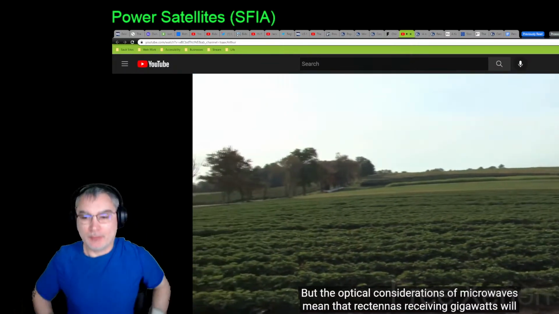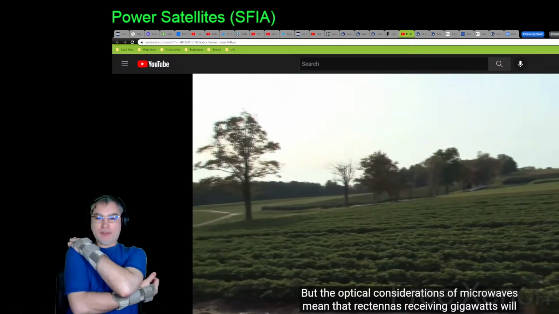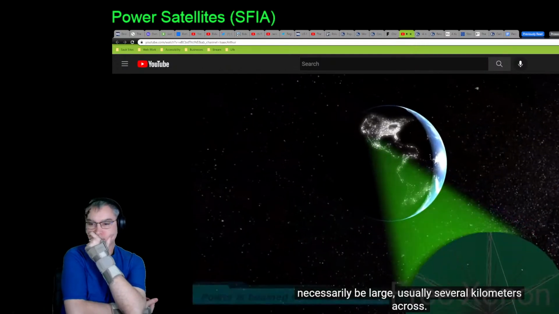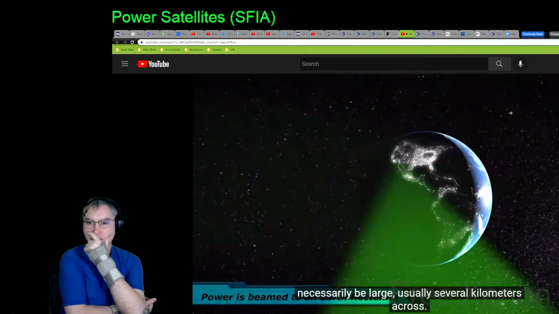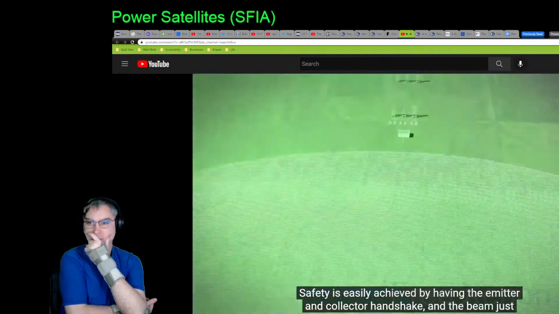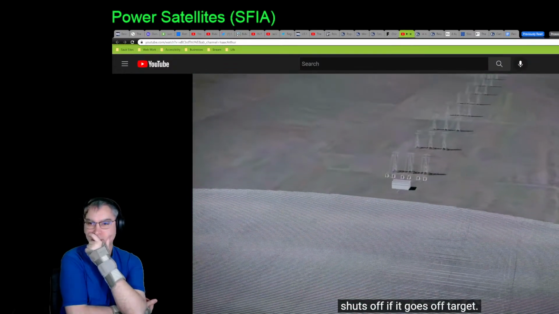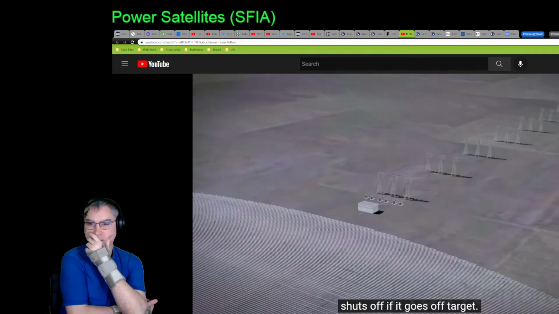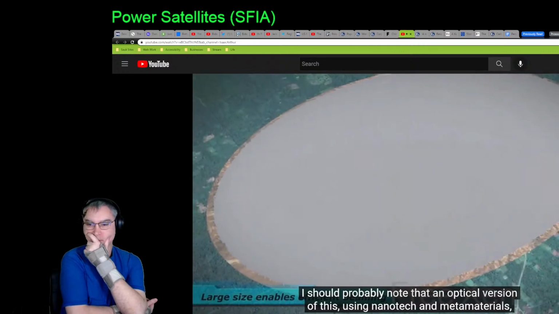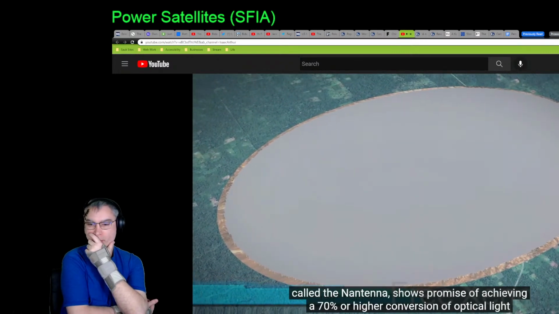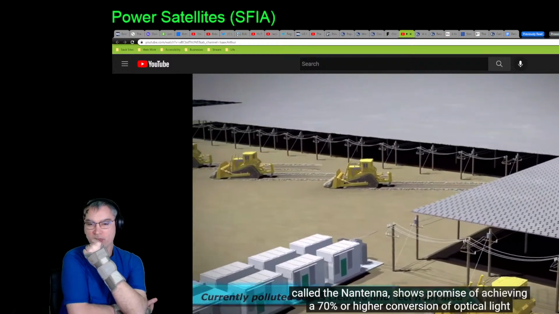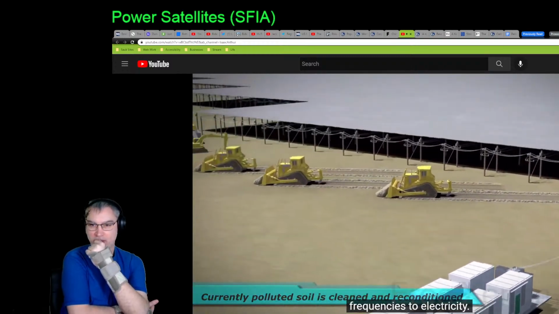But the optical considerations of microwaves means that rectennas receiving gigawatts will necessarily be large, usually several kilometers across. Safety is easily achieved by having the emitter and collector handshake, and the beam just shuts off if it goes off target. I should probably note that an optical version of this, using nanotech and metamaterials, called the Nantenna, shows promise of achieving a 70% or higher conversion of optical light frequencies to electricity.